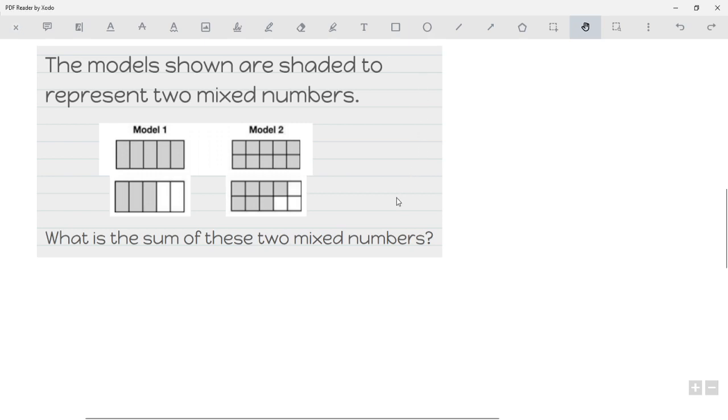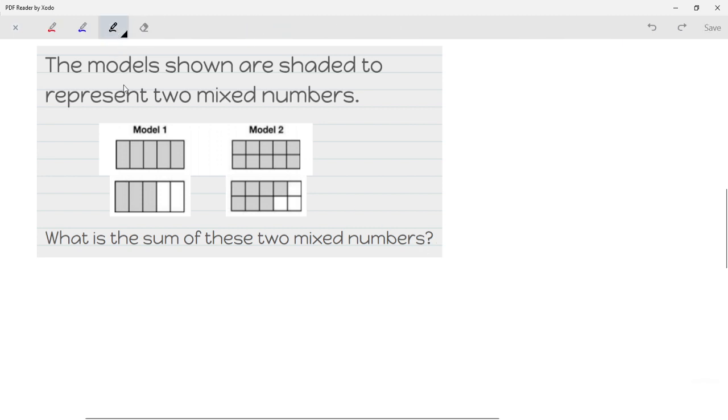Today we are going to be talking about another mixed numbers or mixed fraction word problem. In this case, they don't actually give you the fractions, they just give you these models. And it says the models shown are shaded to represent two mixed numbers. What is the sum of these two mixed numbers?